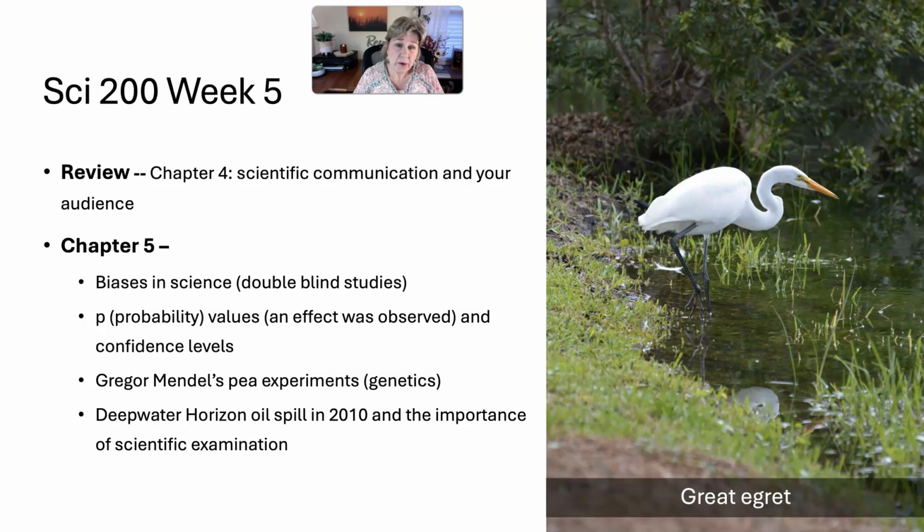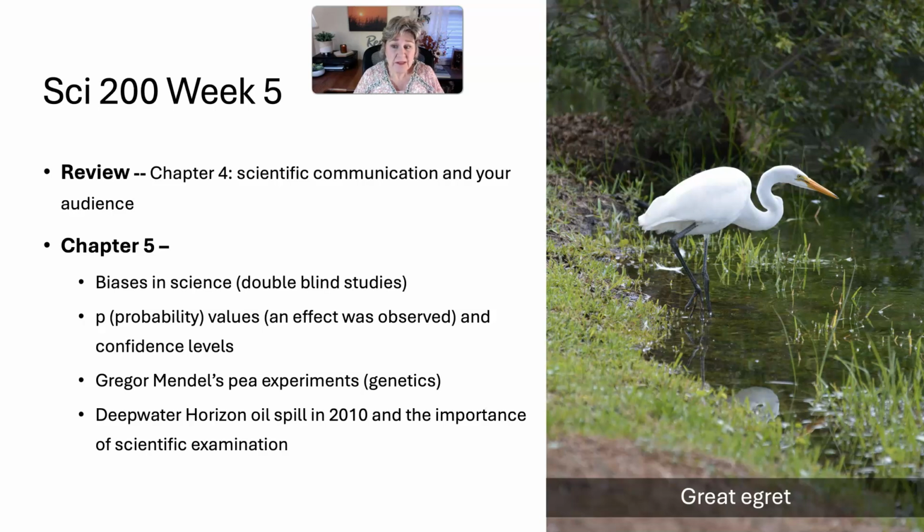You want it to be 0.05 or less, and that means there's a 5% chance or less that whatever this thing is that happened, happened just because of chance, as opposed to because of whatever your treatment was. So those are p-values, and they're sort of the opposite of confidence levels.